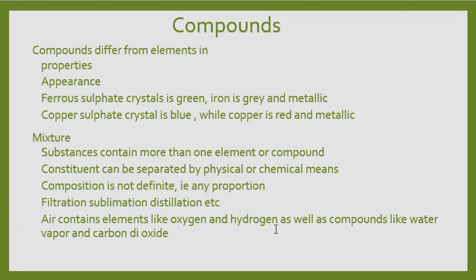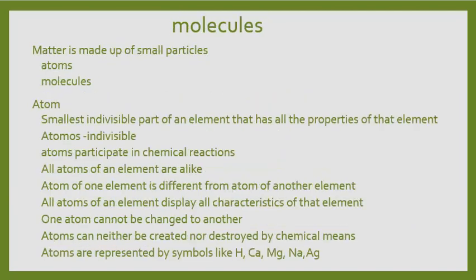Air contains what? Oxygen, hydrogen, etc. It also contains compounds like water vapor and carbon dioxide. So elements plus compounds together form a mixture, right? In different proportion, not definite proportion. What are molecules? Atoms and molecules are the smallest particles of an element and compound.